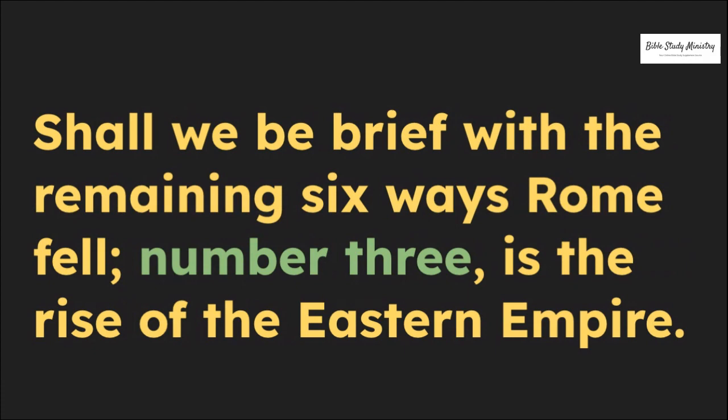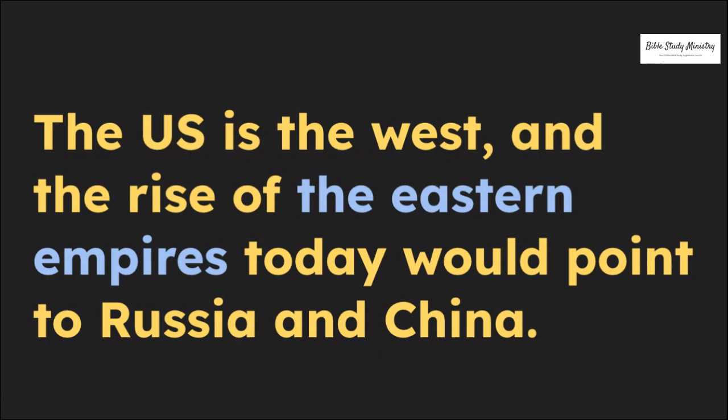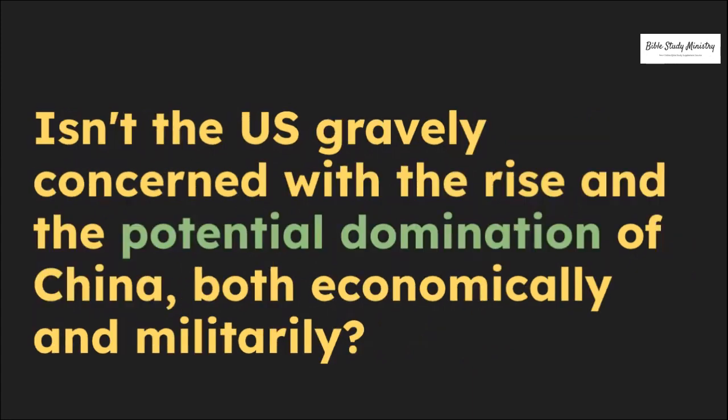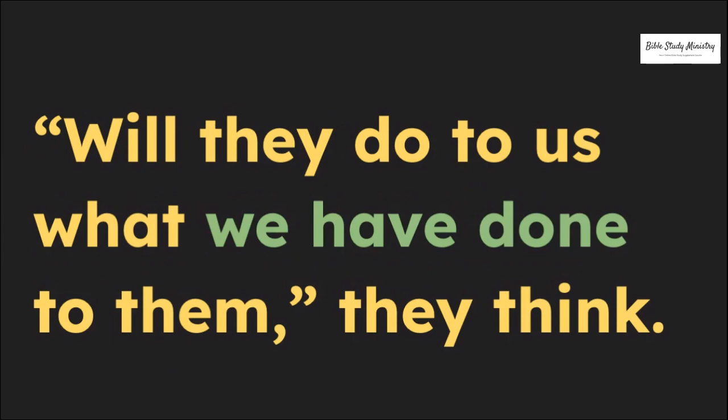Shall we be brief with the remaining 6 ways Rome fell? Number 3 is the rise of the Eastern Empire. This is nearly identical to our climate today. The U.S. is the West, and the rise of the Eastern empires today would point to Russia and China. Isn't the U.S. gravely concerned with the rise and the potential domination of China, both economically and even militarily? A bully is always concerned when the bullied has the upper hand. Will they do to us what we have done to them? They think.